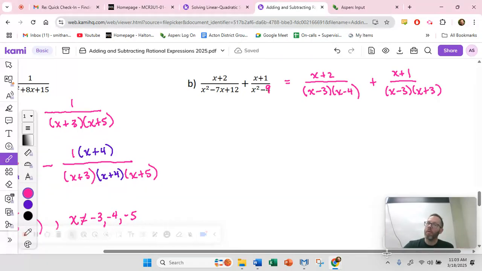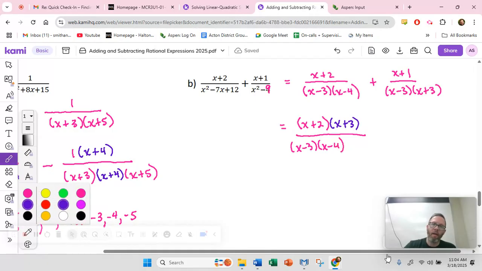The first one needs an x plus 3. Unlike A, this time on the top, when we add in the x plus 3, we are going to have to expand and collect like terms to do our simplifying. On the bottom, we have x minus 3, x minus 4, and x plus 3.